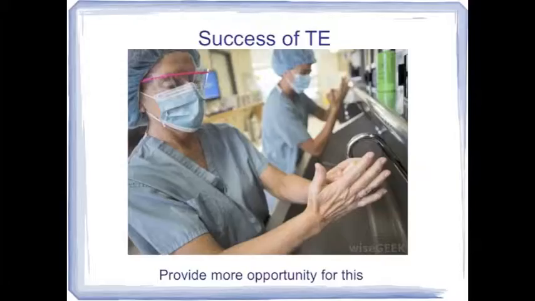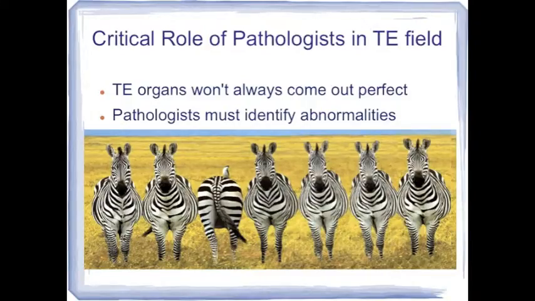So I'm hoping in the future that the success of tissue engineering will provide more opportunities like this. This being the chance for transplantation teams to scrub in and give more people replacement organs. But this is a pathology conference, so I wanted to think about what is the role of pathology in the emerging field of tissue engineering. When tissue engineered organs come out, they're not always perfect. There are many abnormalities that come along with them, and it is the role of pathologists such as yourselves to identify and assess these abnormalities.